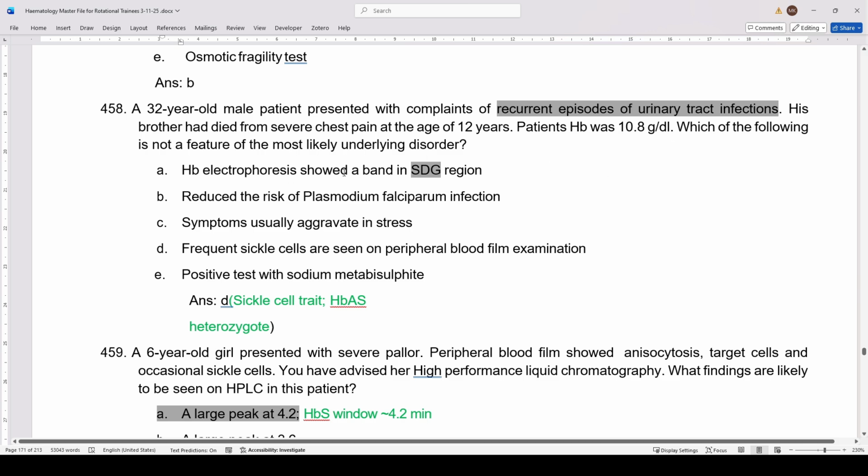So hemoglobin electrophoresis, yes, when we do hemoglobin electrophoresis, there is a band in the S region. Yes, that is right. Reduced risk of Plasmodium falciparum infection, that is also correct. Symptoms usually aggravate in stress, it is correct. Frequent sickle cells seen on peripheral blood film examination, it is wrong, because only when it is sickle cell disease can you see the sickle cells in the peripheral blood smear. Usually in sickle cell trait we don't see sickle cells in the peripheral blood smear. And a positive sickling test with sodium metabisulfite is a correct one.